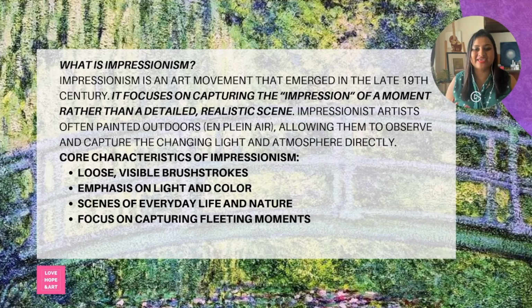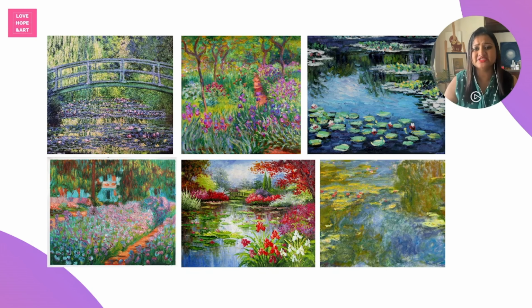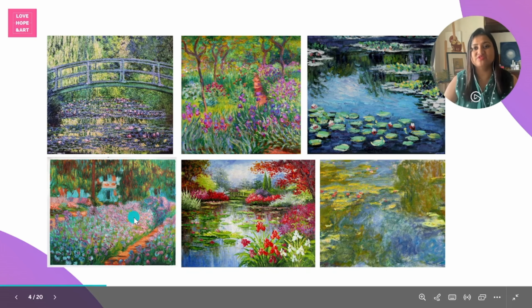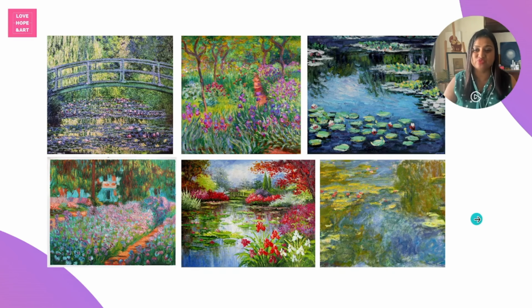So some of the characteristics of Impressionism include loose, visible strokes, then emphasis on light and color, then scenes of everyday life and nature, and focus on capturing fleeting movements. So you can see the most beautiful works of Monet were from his gardens. You can see the small brushstrokes which capture the movement of the water and the wind in the air.